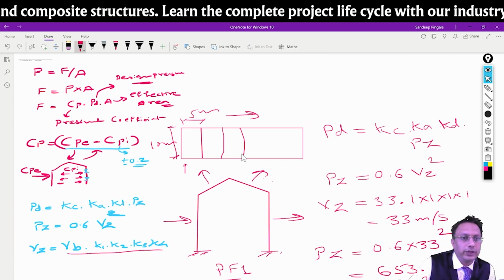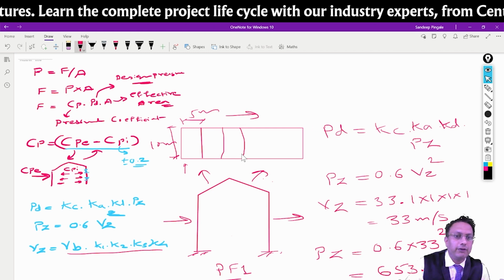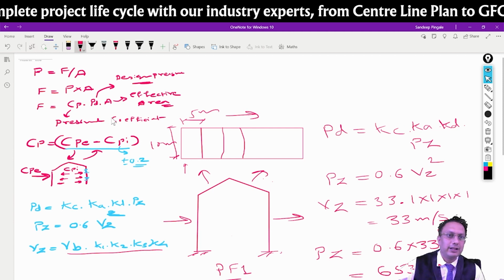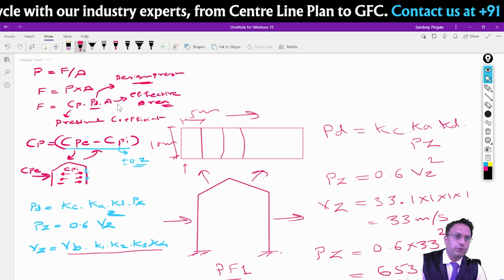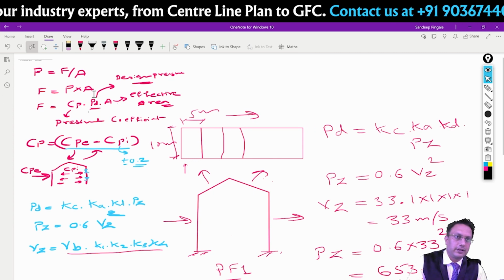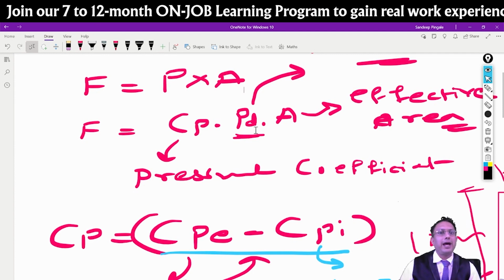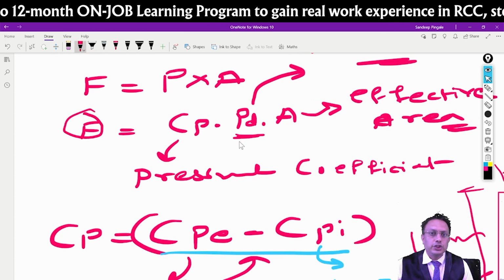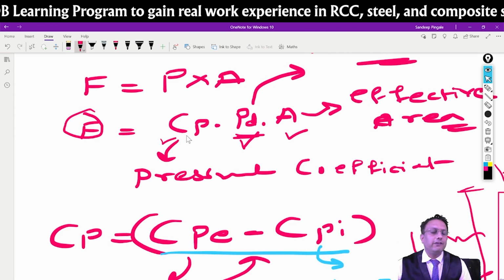Actually, we'll do it that way. Before that, I would like to tell you how much the force is, how to calculate the force. We have calculated the PD. This is what we have calculated. I'll just zoom this for you guys. But PD is not what you are going to apply. You are going to apply force. Correct? So you apply that value, take the effective force and take the value of CP.